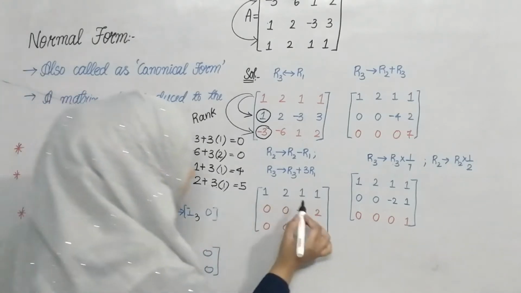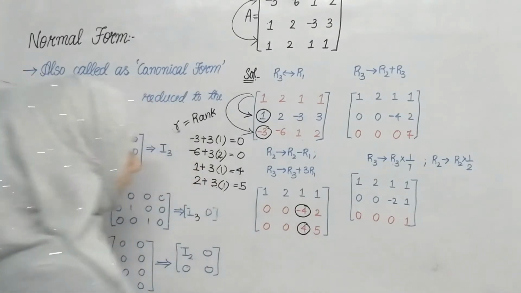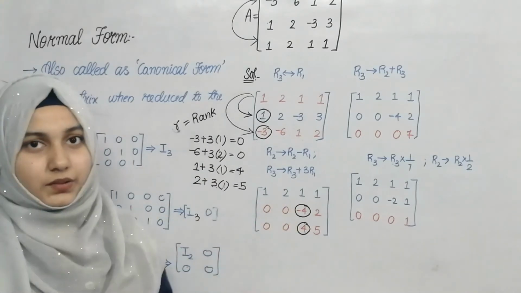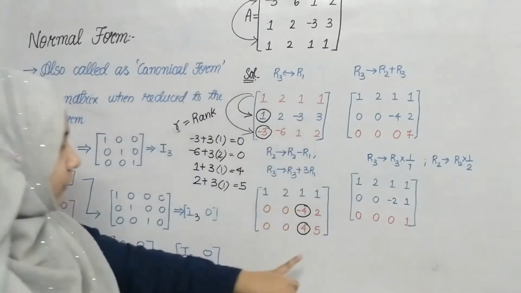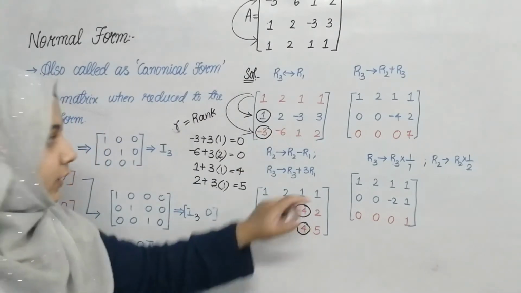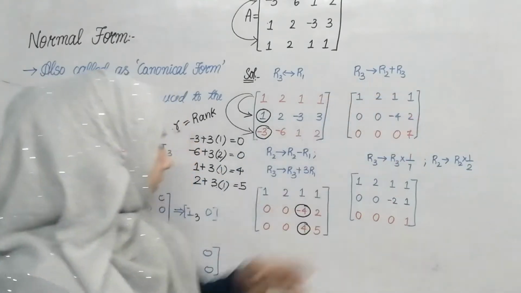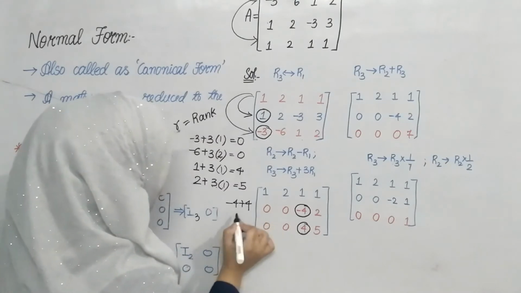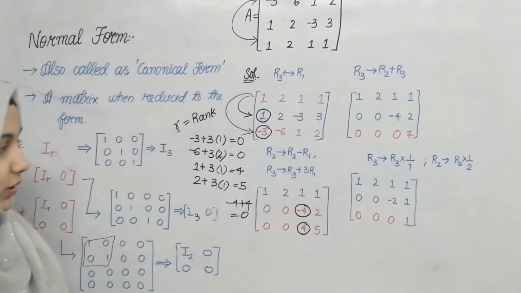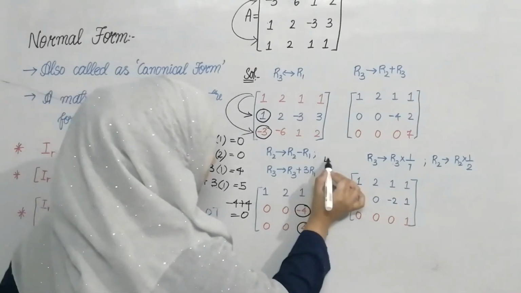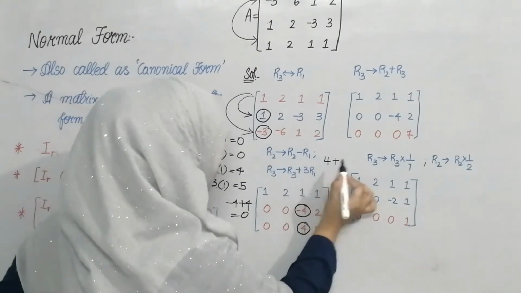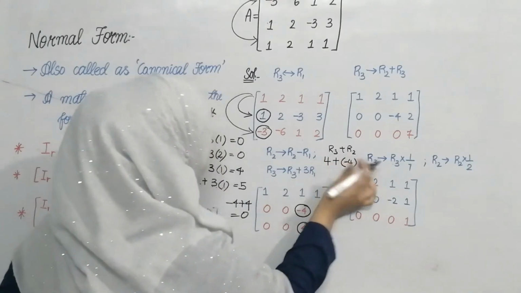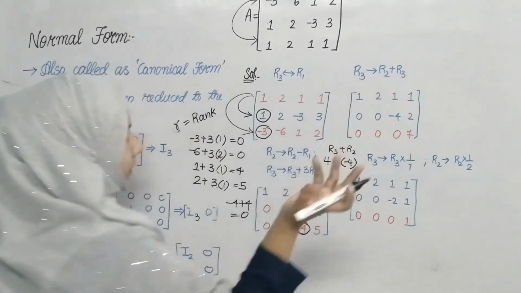Next, see here. This is minus 4 and this is 4. You can either make this 0 or this 0. You can subtract either R2 from R3 or R3 from R2, your wish. What I am doing here is making this element 0. So R3 will be R2 plus R3. R2 is minus 4 plus R3 which is plus 4, so I'll get a 0. You can write it either way: R3 plus R2, or R2 plus R3, your wish.